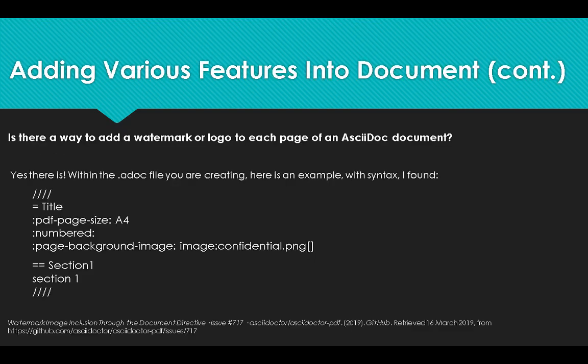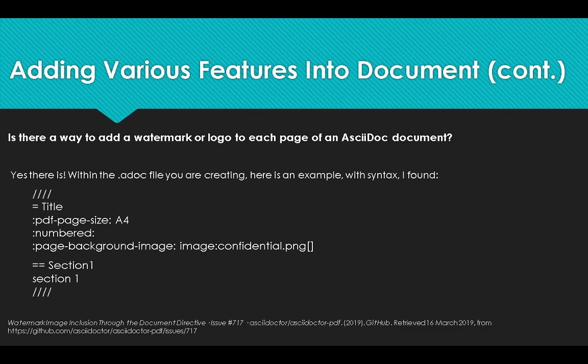because you'll be able to find all of the source content that I'm talking about. There are other features that you can add, like, is there a way to add a watermark? There actually is, and I had to do a little bit of digging for this, but within the adoc file that you're creating, there is some sample syntax which I found below, where you enter four forward slashes, and then you could have a title, and also notice that it's referencing a PDF page size, so you could play around with those parameters.